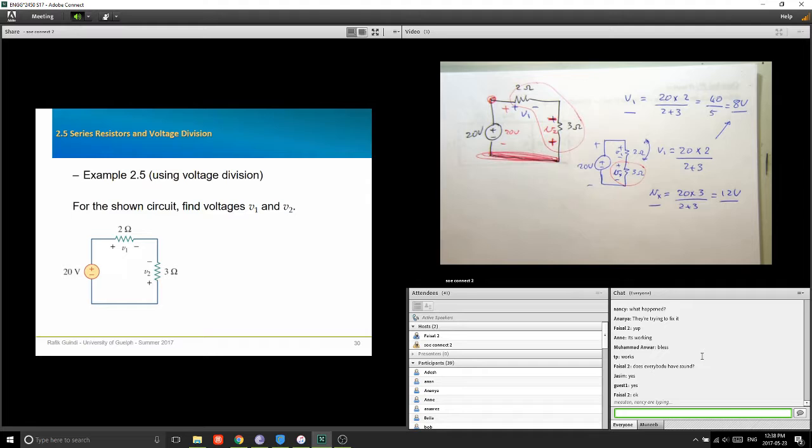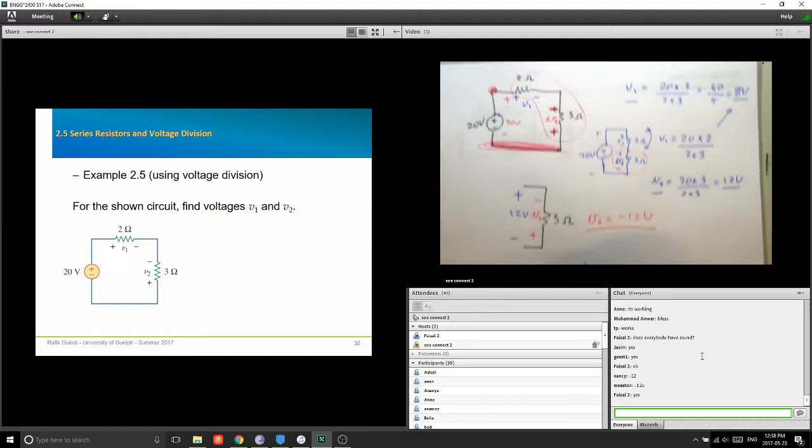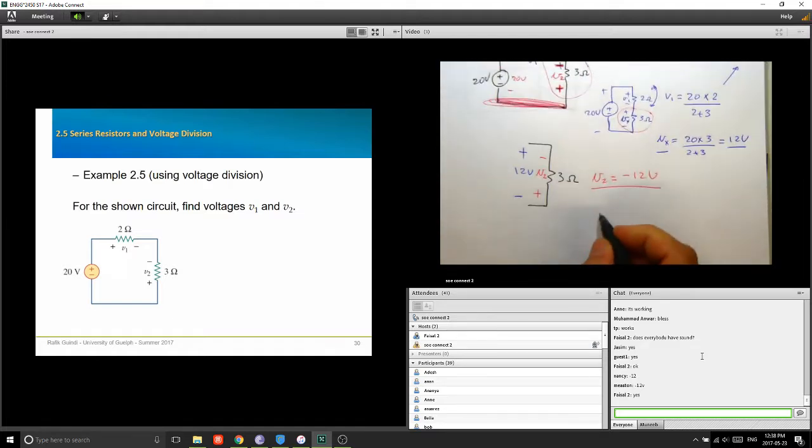Again, you have this resistor, 3 ohm. I was able to find that this polarity is 12 volts. They want me to find V2. How much is V2? Yes, it's negative 12, okay? So it's a bit confusing with the polarities, I understand. But just always keep in mind that voltage division works. Keep this imprinted in your head like the way it should be.